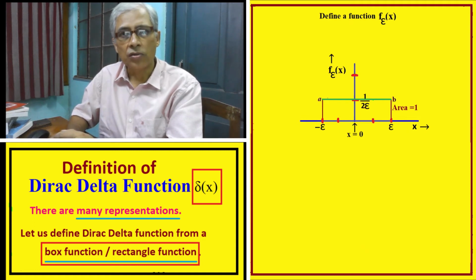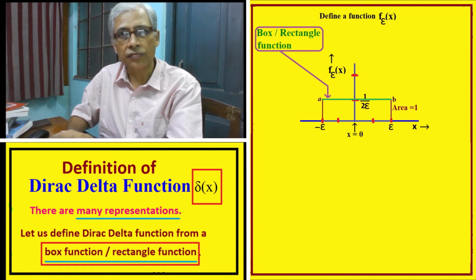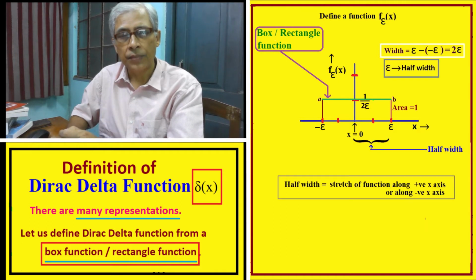This function, or the green straight line plot AB, is referred to as the box function or a rectangle function. Now, what is the width of the function f of x? That is, what is the width of the straight line AB? It is easy to calculate the width of the function, as you can see in the white box, and it is 2 epsilon.